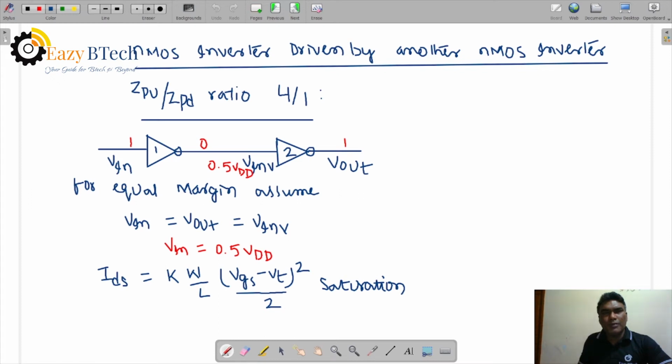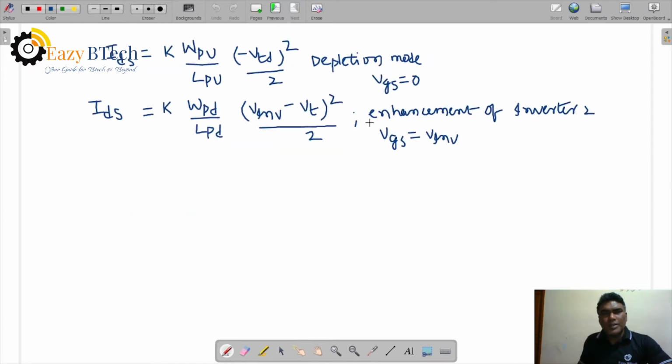Now VGS is equal to V inverter, so it is the enhancement of inverter 2. This is a depletion mode transistor, with VGS equal to 0. Now, equating these two, let us take equation 1 and equation 2. Both transistors are on.